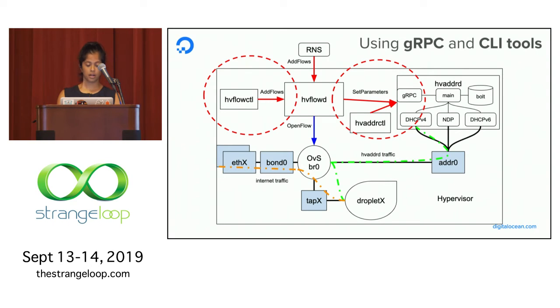On top of that, a lot of our networking services, as I mentioned, use gRPC. We also use a lot of CLI tools, both for debugging or for whatever reason. So here's kind of an example of some of the services that are running on our hypervisor. As you can see, we're making a lot of gRPC calls. We also have CLI tooling.